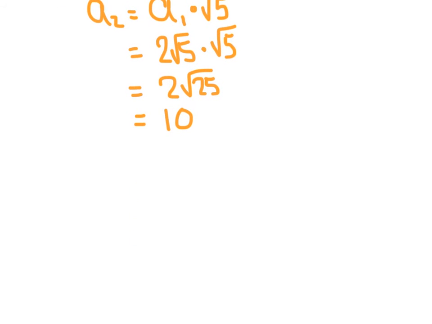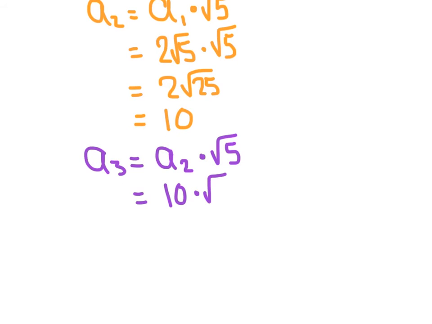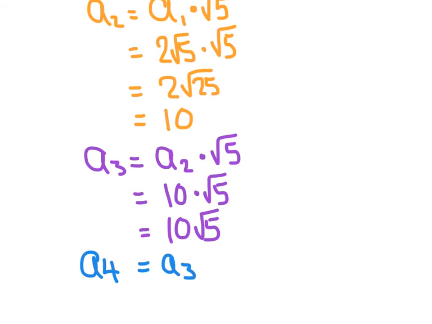The third term is going to be a sub 2 multiplied by radical 5, which we know is 10 times radical 5. And this one's not as bad. We're just going to literally call it 10 radical 5. And then the fourth term might be a little more interesting. The third term multiplied by radical 5.